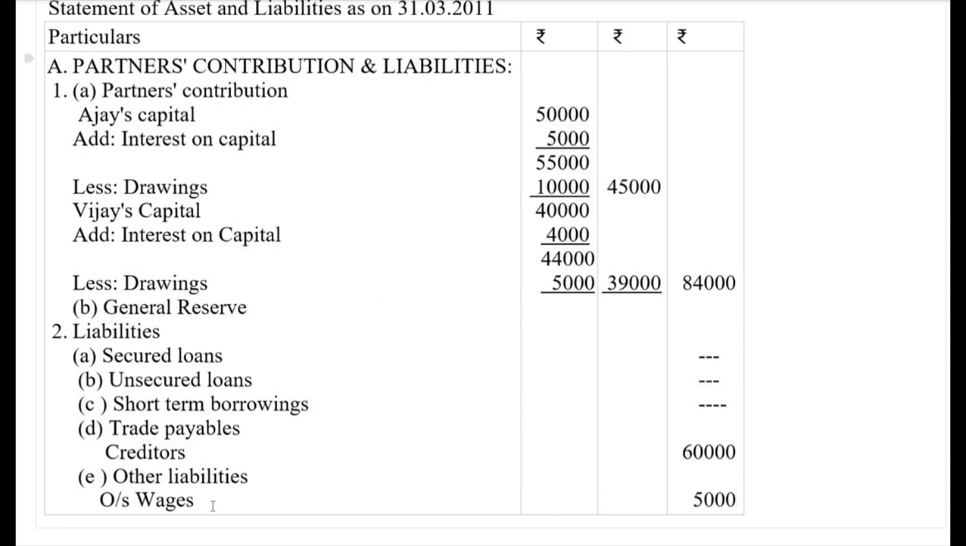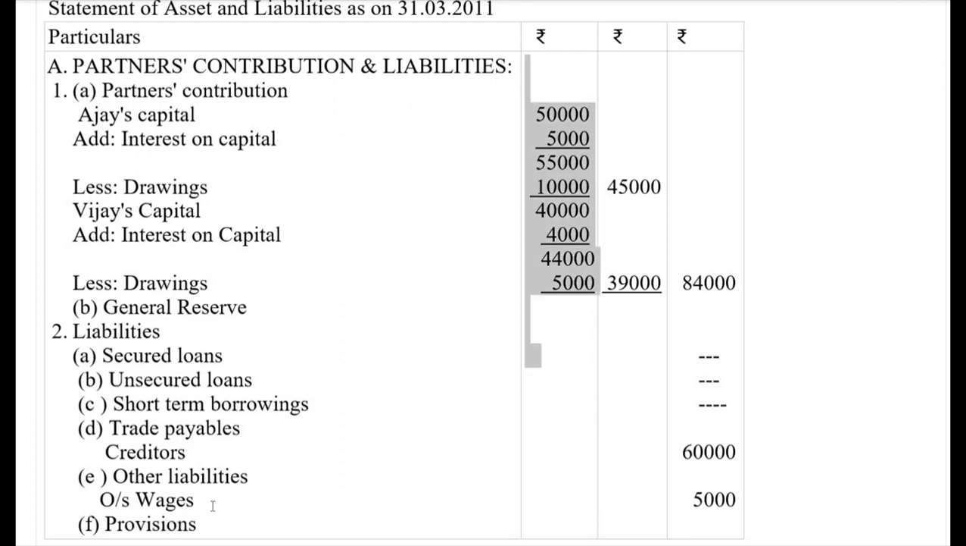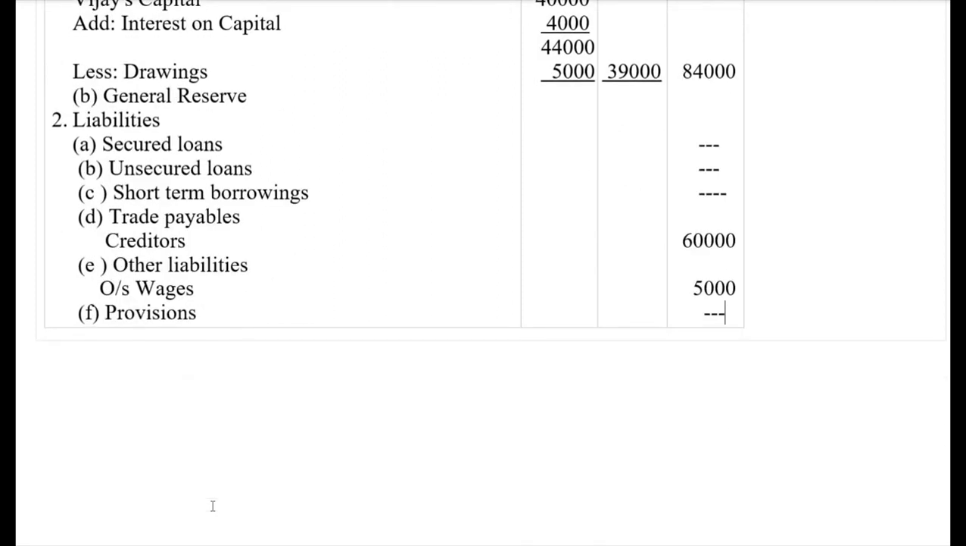5,000. Then F, provisions. So there are no provisions in this problem. Now the sum of this will be the total here. So 84,000 plus 64,000 plus 5,000, that comes to 1,49,000 here. Now let us go for the assets here. So let's call this as B, assets.